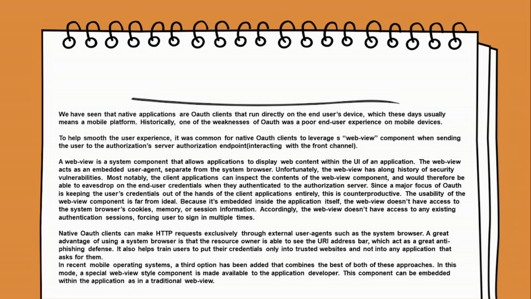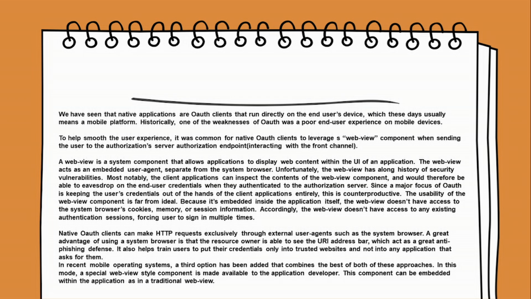Native OAuth clients can make HTTP requests exclusively through external user agents such as a system browser. A great advantage of using a system browser is that the resource owner is able to see the URI address bar, which acts as a great anti-phishing defense. It also helps train users to put their credentials only into trusted websites and not into any application that asks for them.